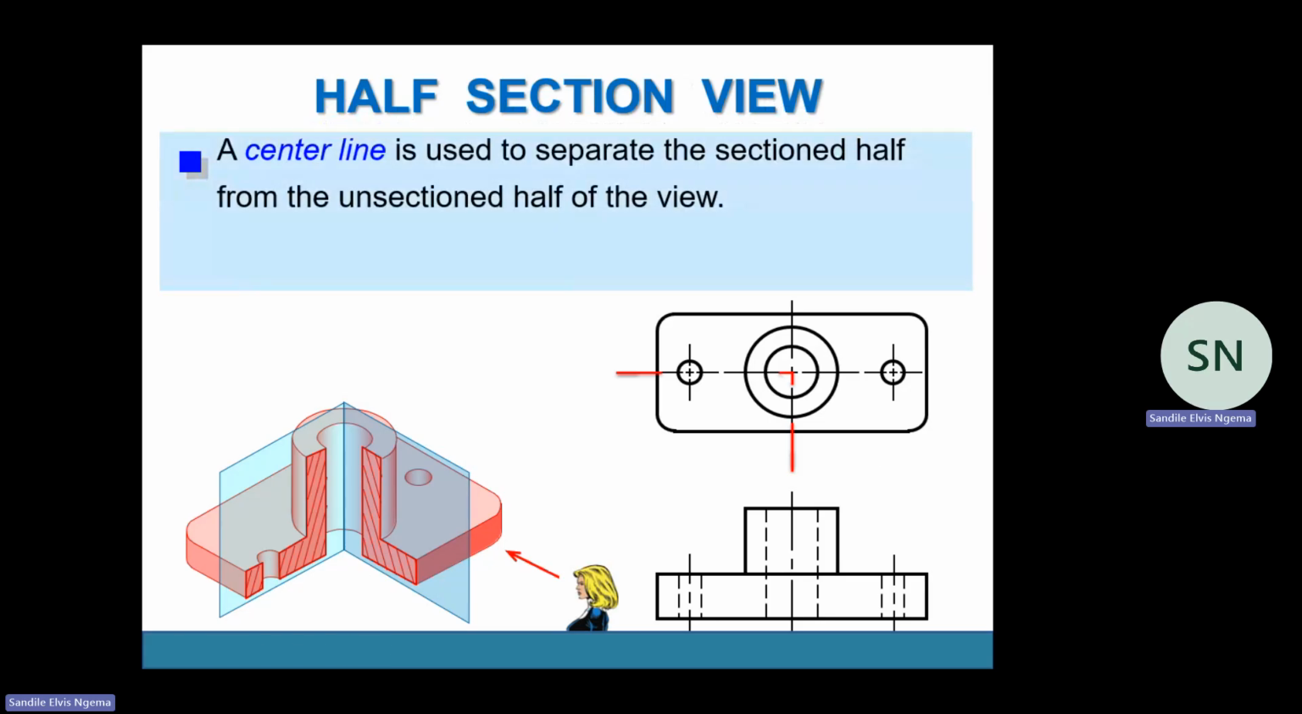Right, so we have indicated our cutting plane in red. All right. So now there is a statement that says a center line is used to separate the section half from the unsectioned half. So our point of reference here becomes what? The center line of what? Of the drawing. Okay, now let us look at our drawing further.